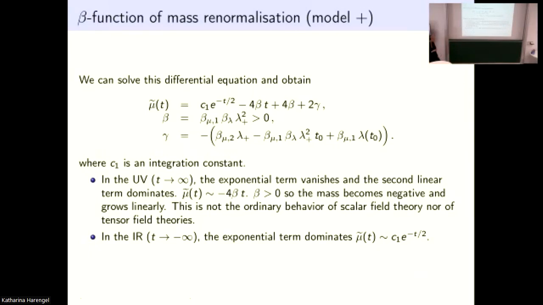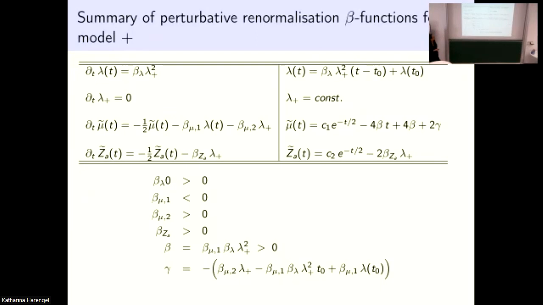In the UV, the exponential term basically goes to 0, and so the second linear term dominates, so it goes like this. And beta is actually a positive quantity, so it means that the mass becomes negative. And it also seems to grow linearly with T. That seems, I guess, at least strange to us. But in the IR, the exponential term dominates. Okay, so this is the summary, but unless you want to stare at it, I may keep going.